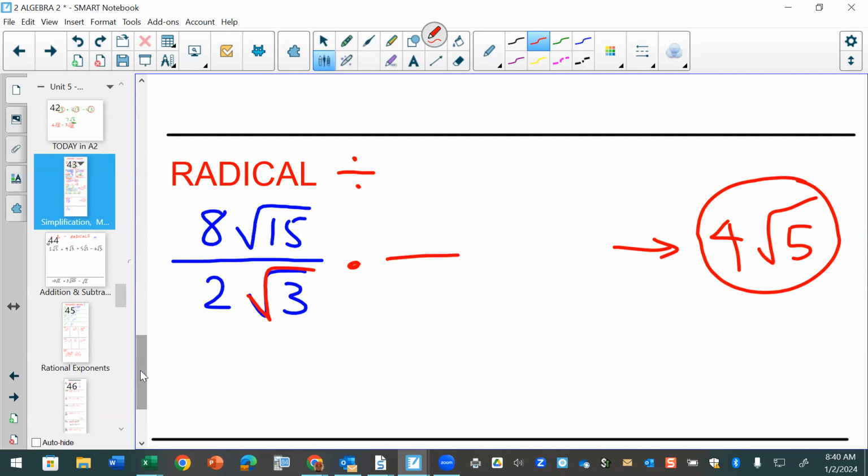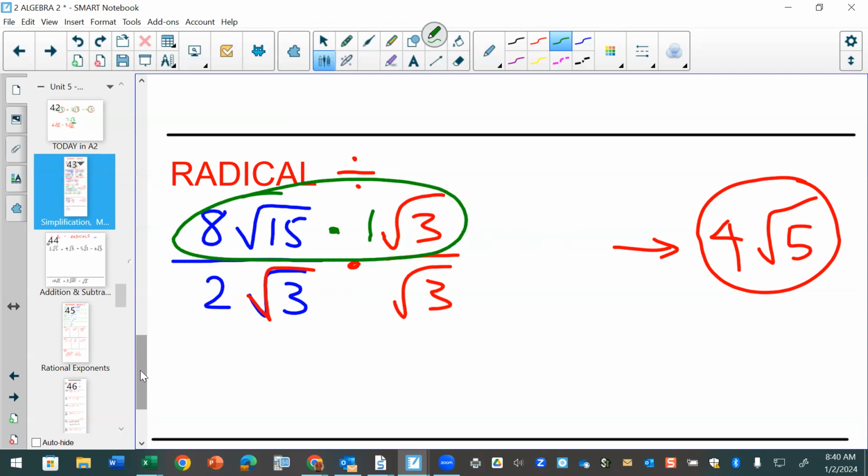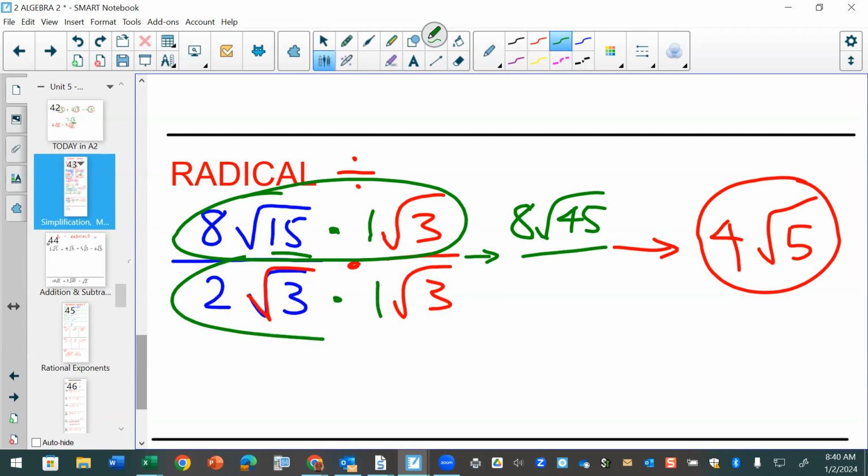You multiply by one, and what one is it? Yeah, you've done this. So what do we get up top? 8 radical 45. All right, with me? And what do we get on bottom? 2 radical 9. Radical 9, of course, is 3. Which gives us what on the bottom?